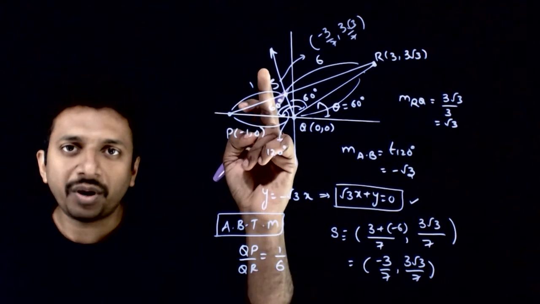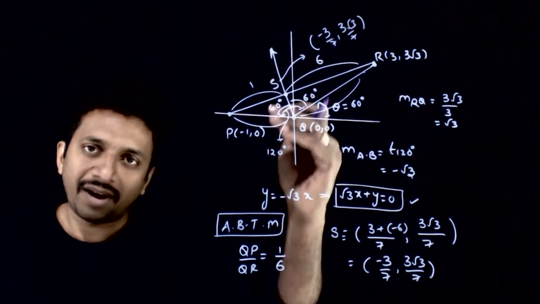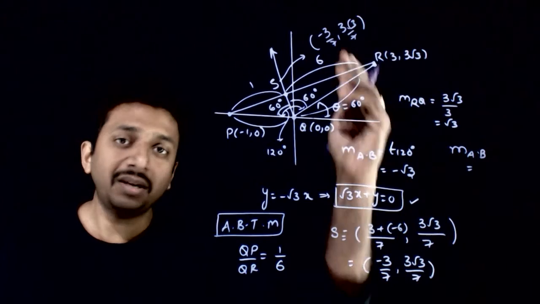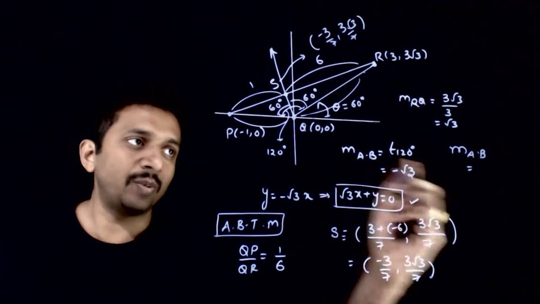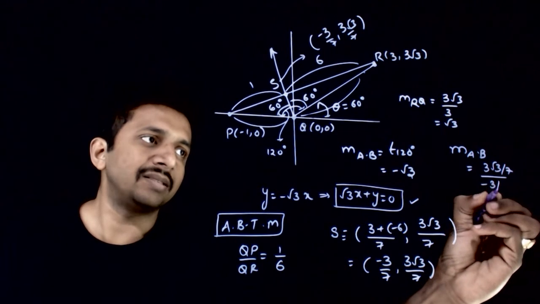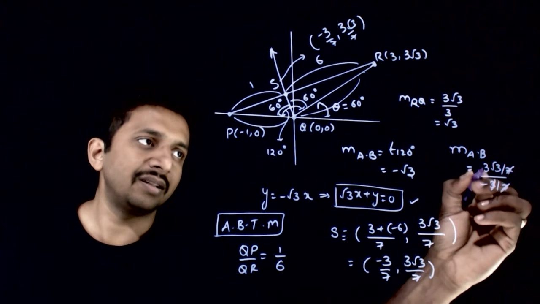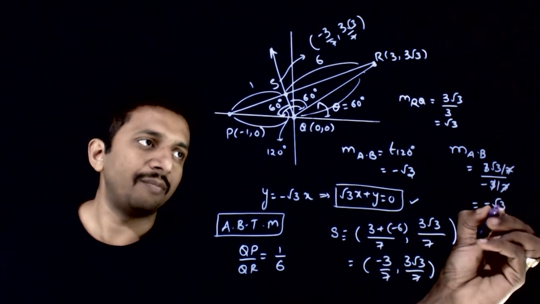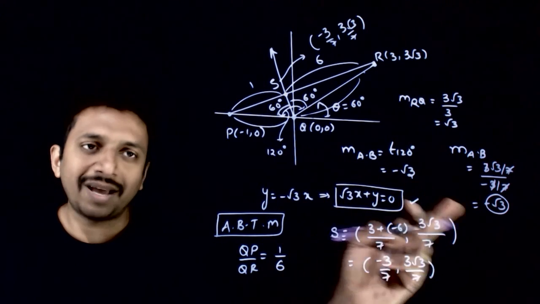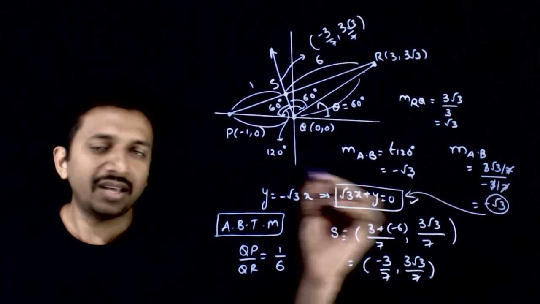So once you have this point, you have the origin, you can find the slope. The slope of angle bisector is nothing but y2 minus y1 by x2 minus x1, 3 root 3 by 7 by minus 3 by 7. 7 and 7 get cancelled, 3 and 3 get cancelled. So you have minus root 3. So you get the same value here. So slope is minus root 3. Hence the equation is again the same.